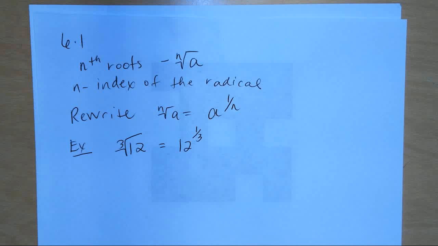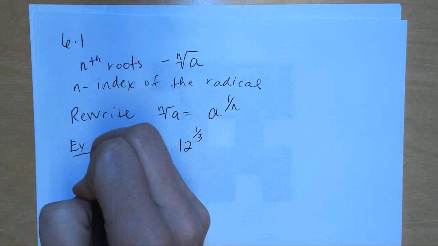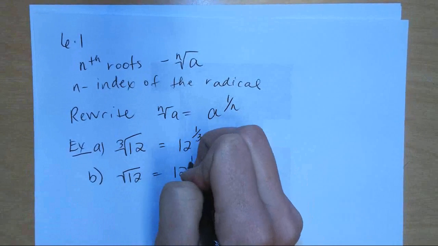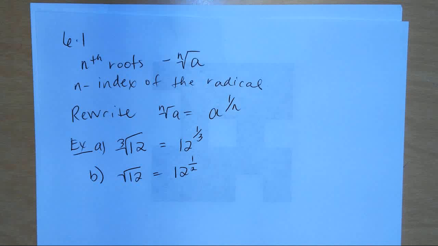Now, if we think about square roots, what's the index of the radical of a square root? 2. Did we write the little 2? No. This is understood. It's kind of like writing a 1 in front of an x. You don't have to do that because it's just understood to be 1. If we are rewriting a square root, that would look like 12 to the 1/2, even though there's no little 2 there.